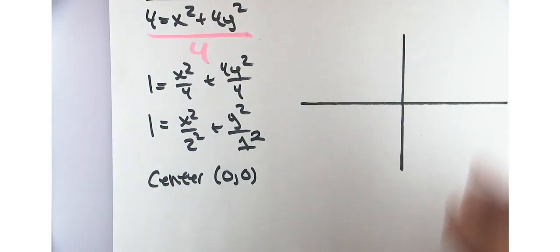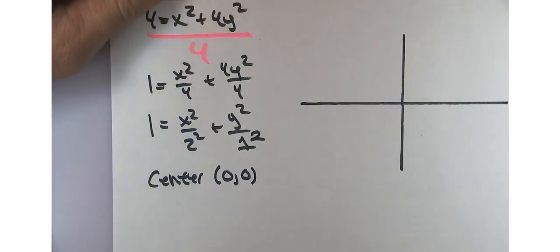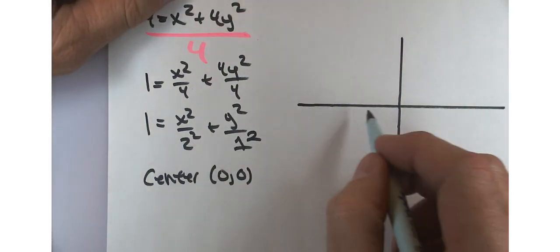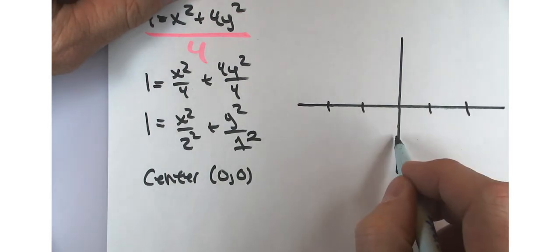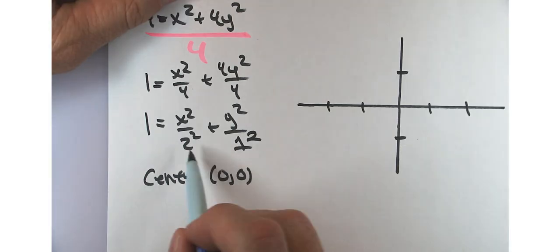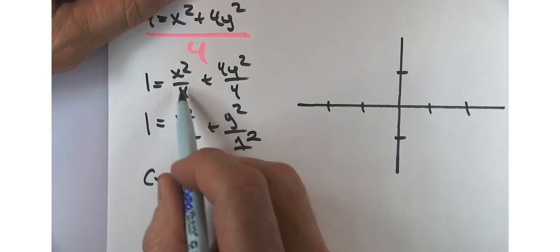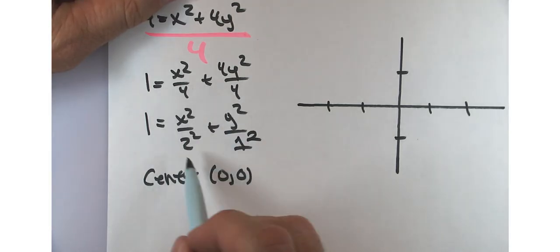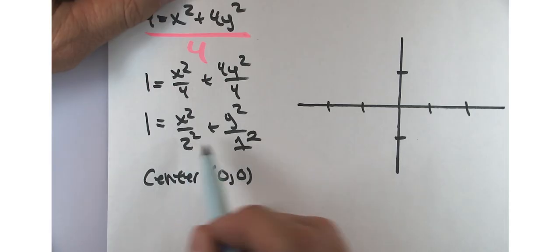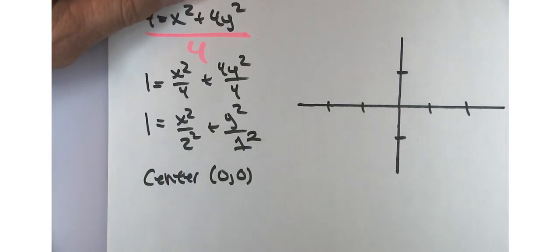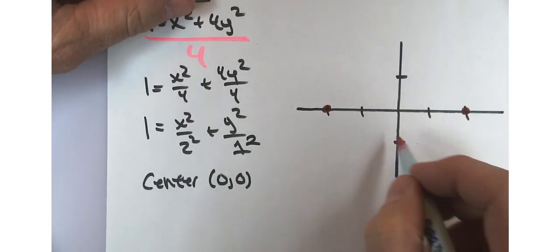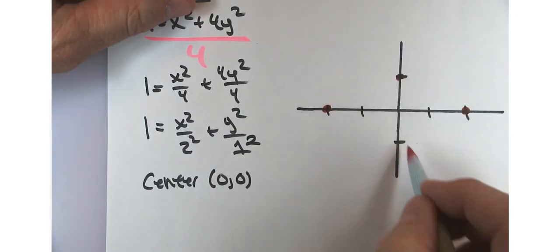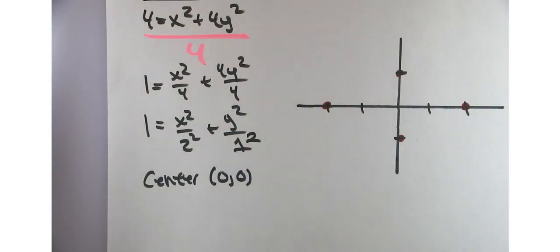To find the vertices, I want to go to the left by 2 and to the right by 2 and then up by 1 and down by 1. That corresponds to the square root of these denominators. So square root of 2 squared is 2. So I'm going to have a vertex here and here. Square root of 1 squared is 1. And I get something kind of like a cigar shape.